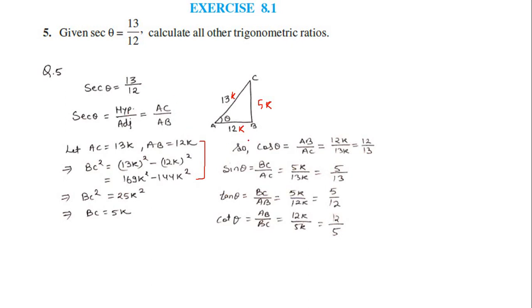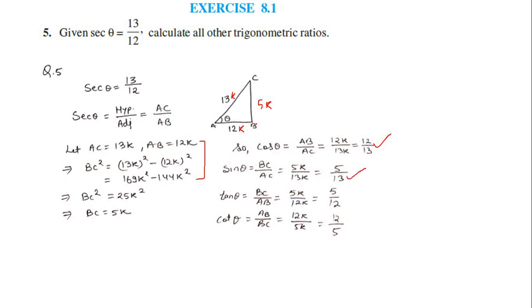I would start with cos theta first. Cos theta is the reciprocal of sec theta, as we know. So cos theta is AB by AC, and when I substitute, I get cos theta. Sin theta will be opposite, that is BC by AC. So BC by AC will give you 5k divided by 13k. This will give you 5 by 13.